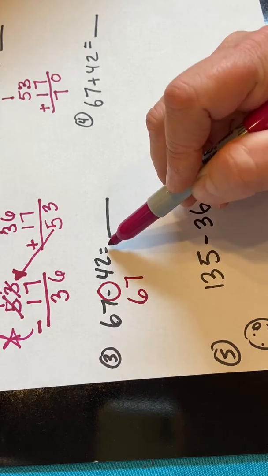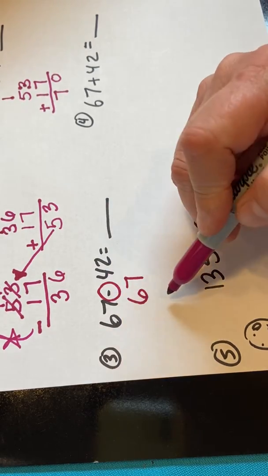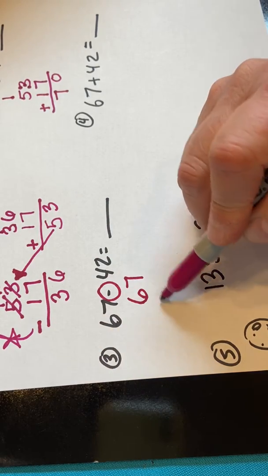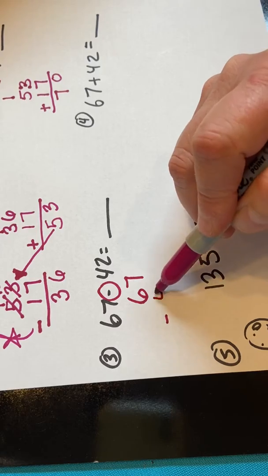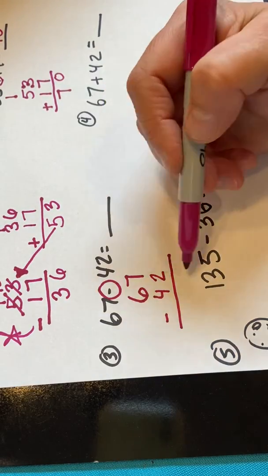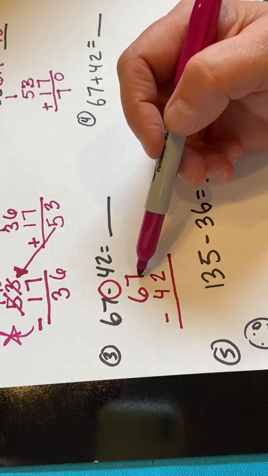And we're taking away 42, which is a pretty big chunk of 67. So let's see what our answer is going to be. 67 minus 42. What is our first step? Subtract the 1s. Do we have to regroup? No, because 7's more than 2.